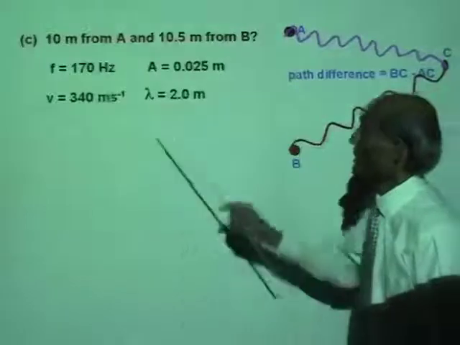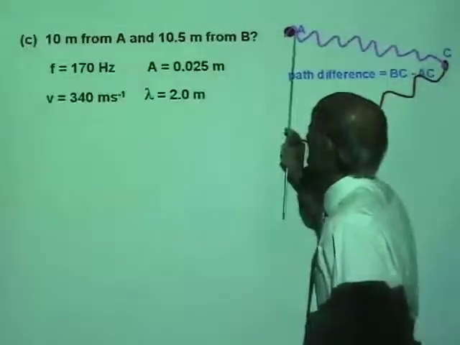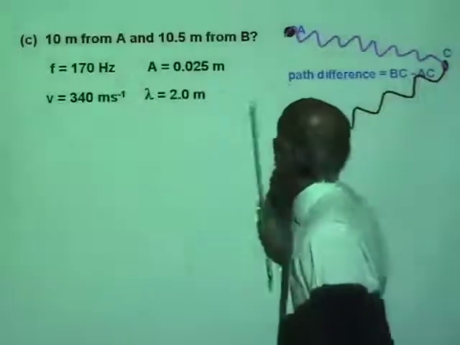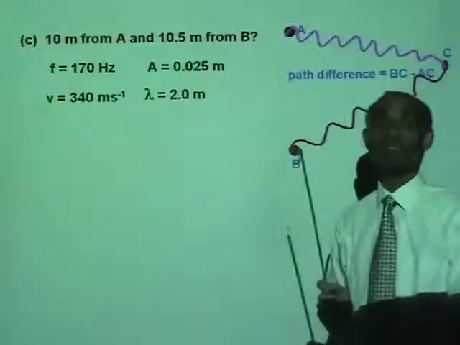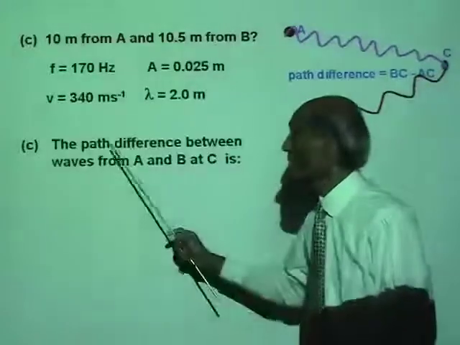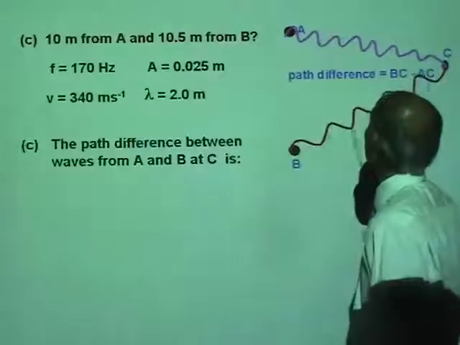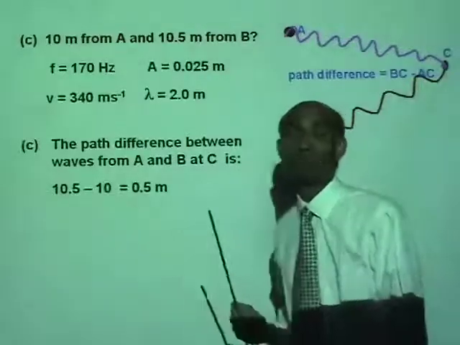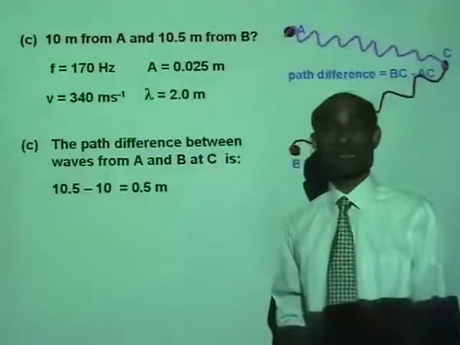Alright, let's do now the C part. Distance from A to C, distance AC is 10 meter. Distance BC is 10.5 meter. What is the path difference this time? The path difference between AC and BC is 10.5 meter minus 10 meter, that is 0.5 of a meter.